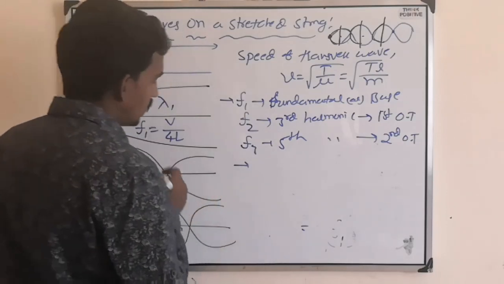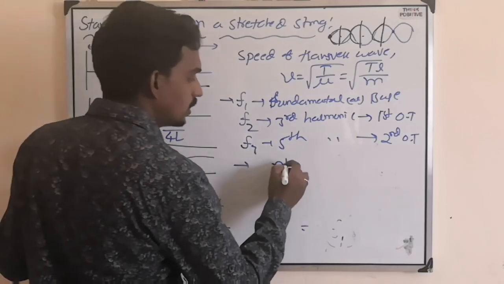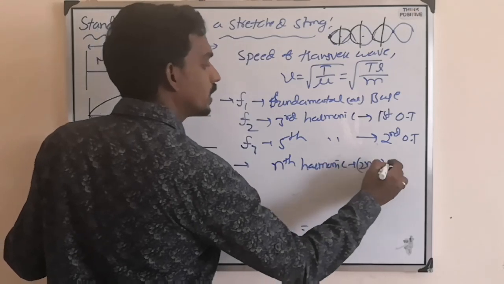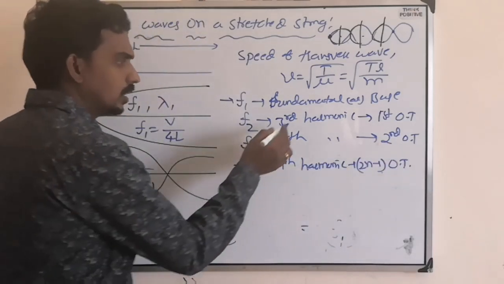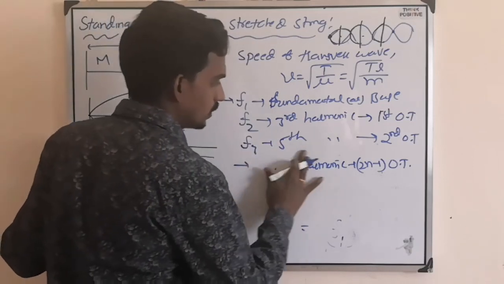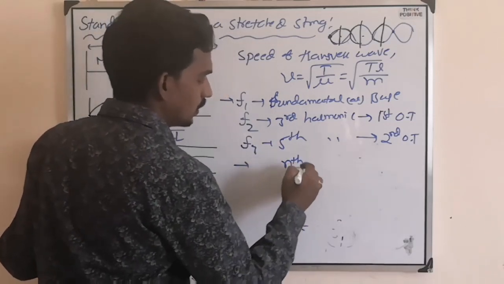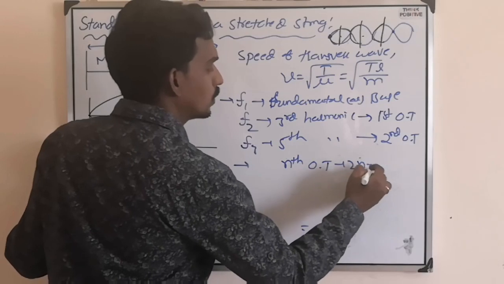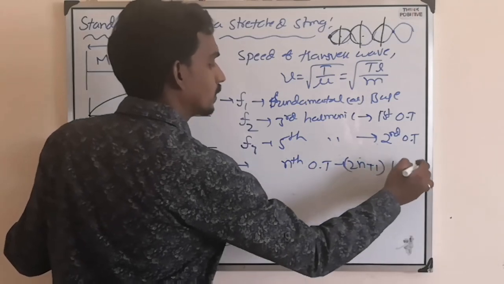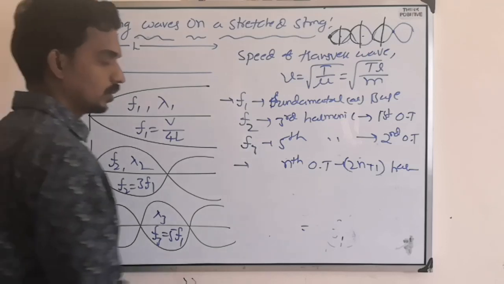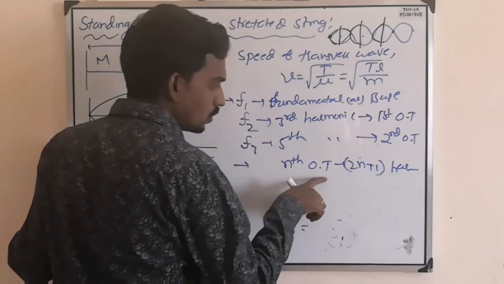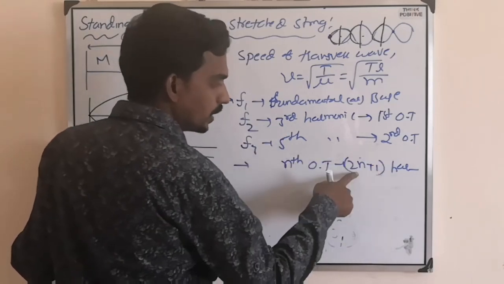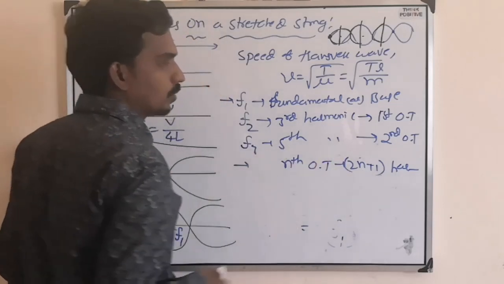So here the nth harmonic will become 2n minus 1 overtone. Third harmonic, nth overtone will become 2n plus 1 harmonic. So nth overtone, first overtone means 2 into 1 plus 1, third harmonic. Second overtone means 2 into 2 plus 1, fifth harmonic.